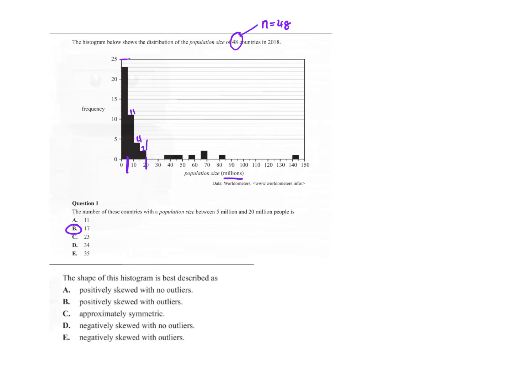Excellent. So what would say the shape of this one would be? We've got it all at the top and then it spans out. So what's that? And what's this guy out here? Yeah, so we're going to say this is positive skewed with an outlier.